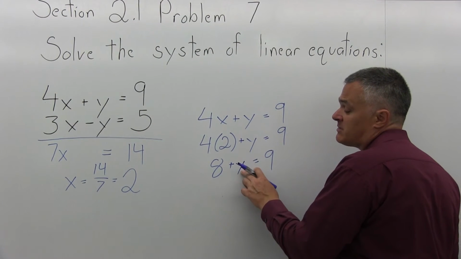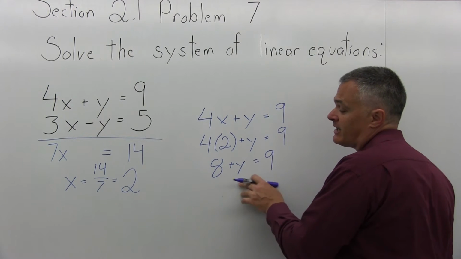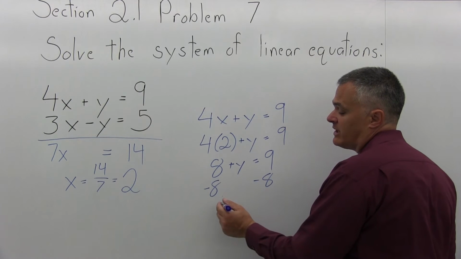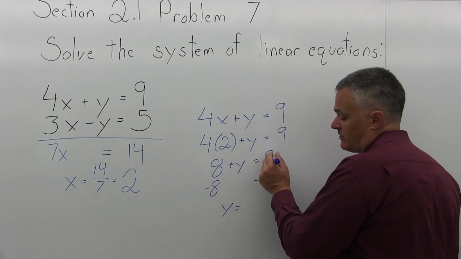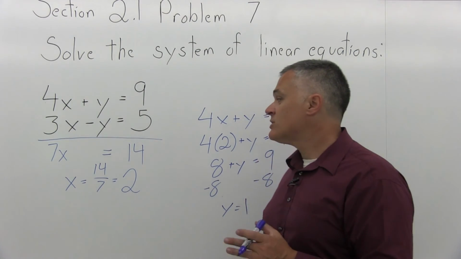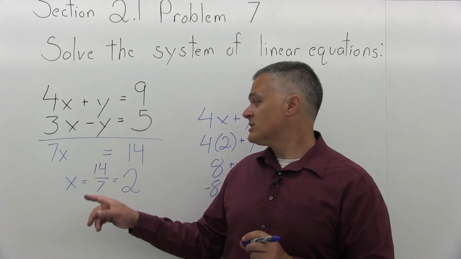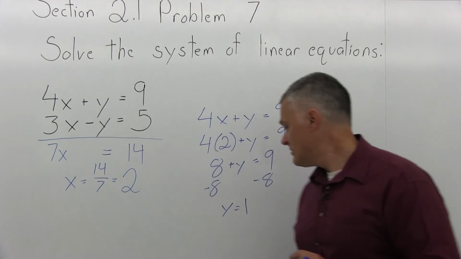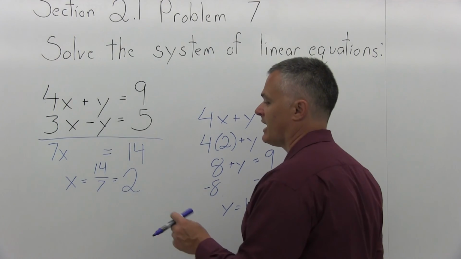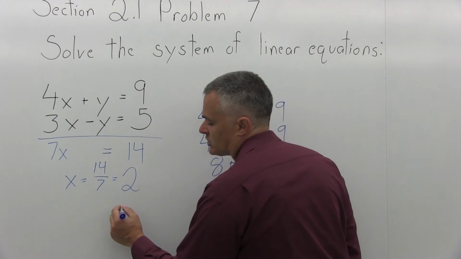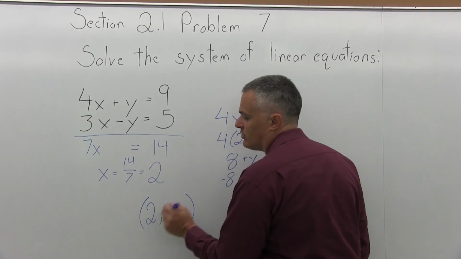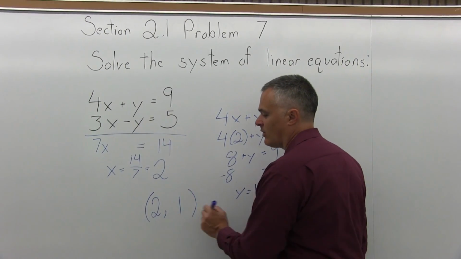And I can see y must be 1. 8 plus 1 would make 9 equals 9. But you can take it through to the end. Minus 8 on the left, minus 8 on the right. And 9 and negative 8, sure enough, does give you y equals 1. So the solution for this system of linear equations is x equals 2 and y equals 1. Those values make both equations true at the same time. And if you saw it as a graph, the two equations would intersect at the point 2 for the x value and 1 for the y value.